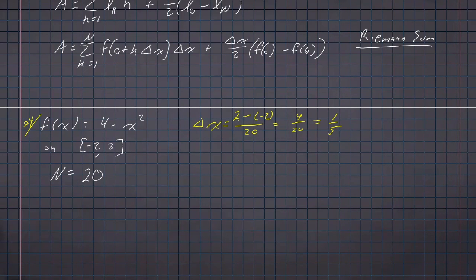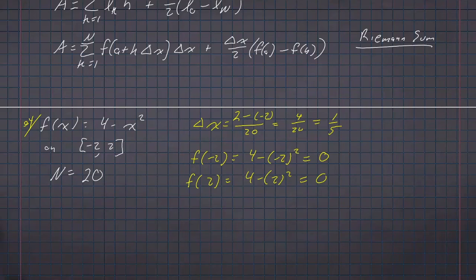The other piece that we're going to need in this process is f of a, which in this case is f of -2. Four minus -2 squared is 4 minus 4, which is 0. We're going to need f of +2, which is 4 minus 2 squared, 4 minus 4, which is again 0.